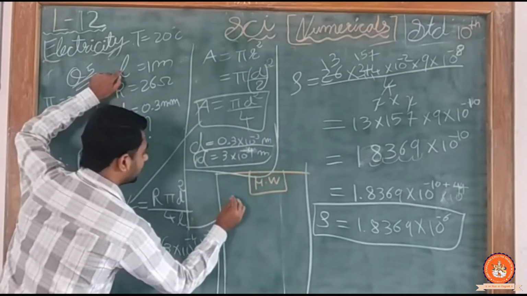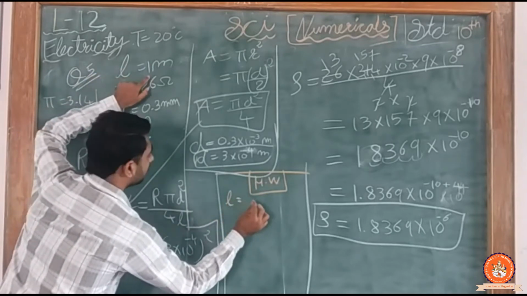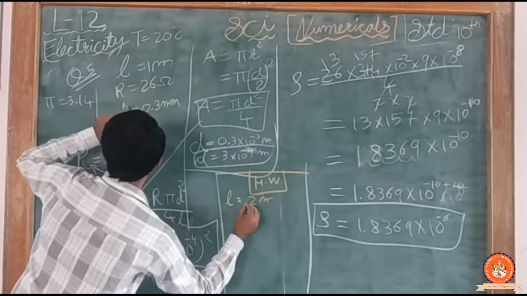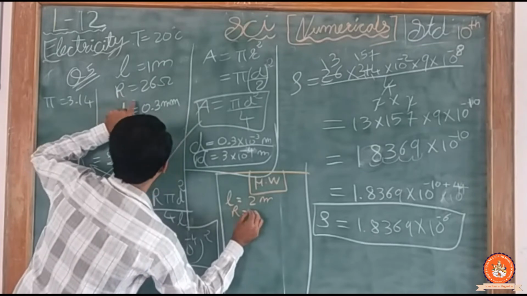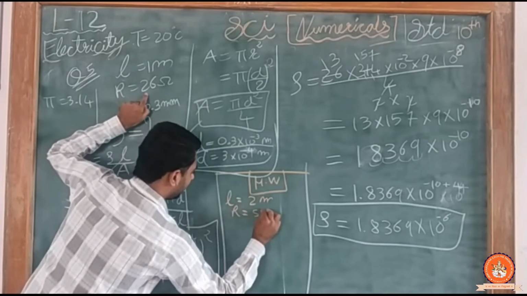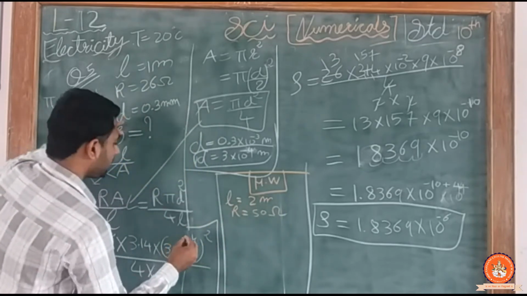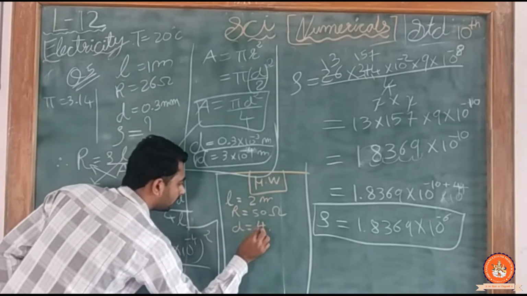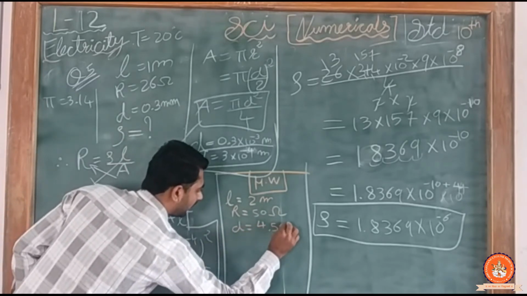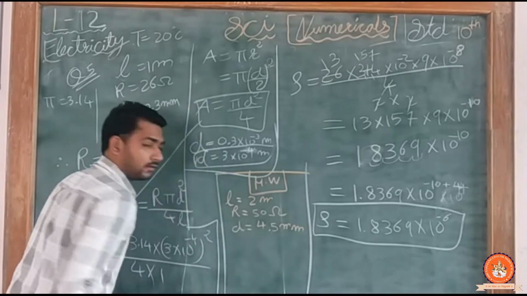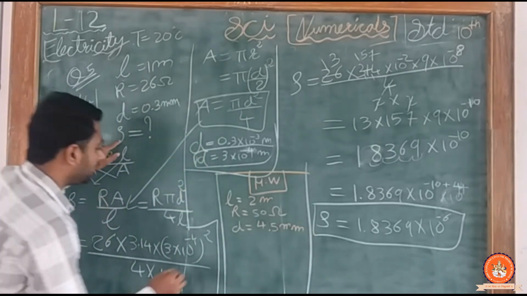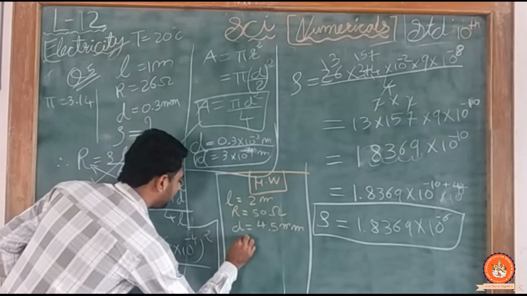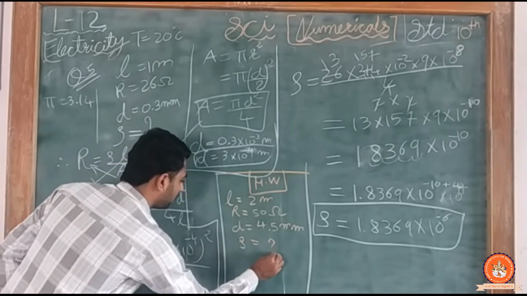Clear? Taking the value of L is equal to 2 meter. Resistance is equal to 50 ohm. Diameter is equal to 4.5 mm. Clear? And you have to find the value of rho.